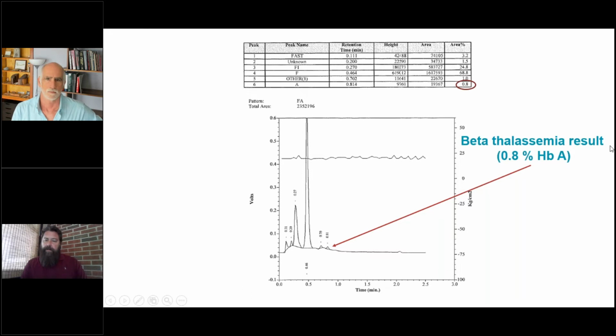This is a chromatogram HPLC printout of a beta-thalassemia result that only has 0.8% hemoglobin A. And remember, the normal baby has about 20 or 30 or 40 sometimes. And so this is almost below the detectable limit. Probably wasn't even visible on the IEF gel, but nevertheless, this is very low and is probably a double heterozygous beta-thalassemia.